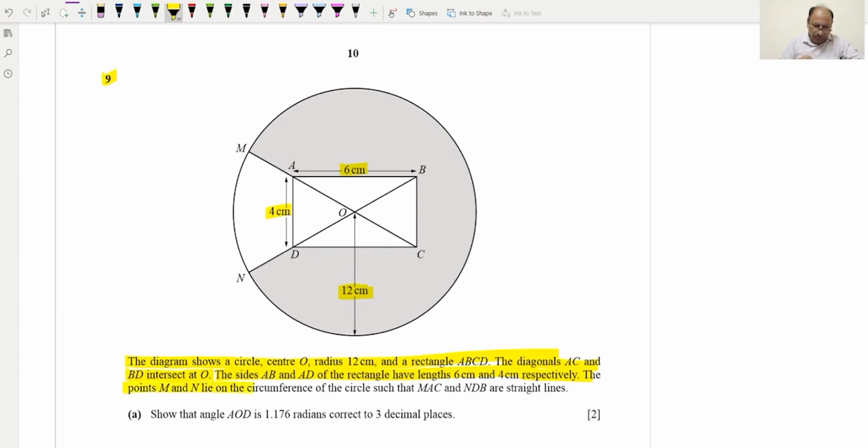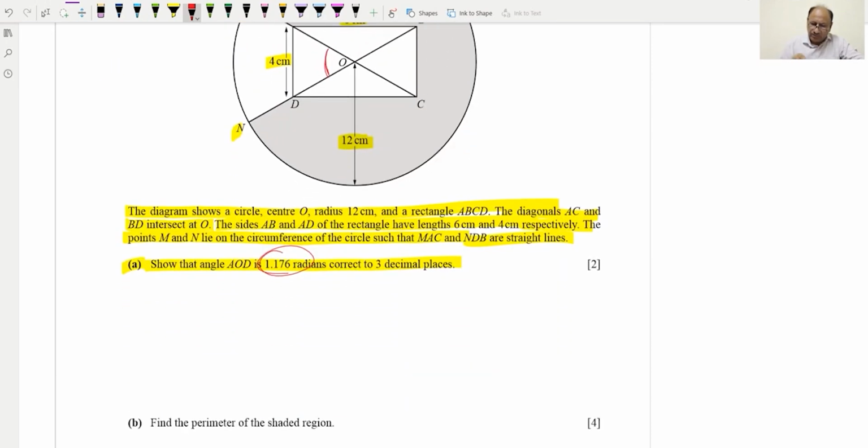So the points M and N lie on the circumference of the circle, this is M, this is N, such that MAC and NBD are straight lines. A part: show that the angle AOD is 1.176. So AOD angle is this one, which we have to show as 1.176, correct to three decimal places, and this is a 2 marks question.